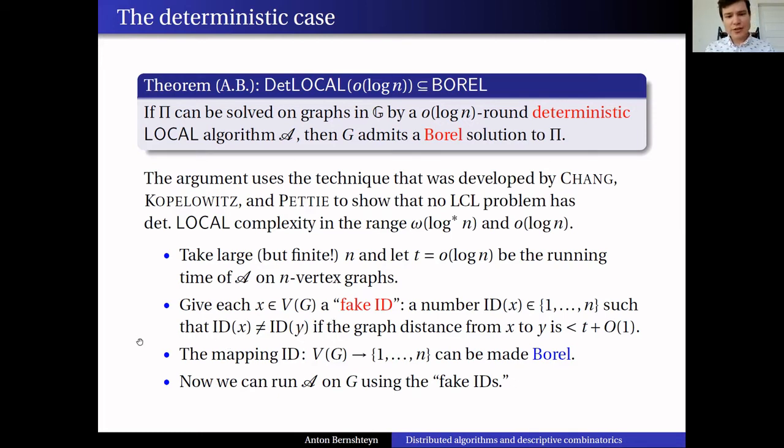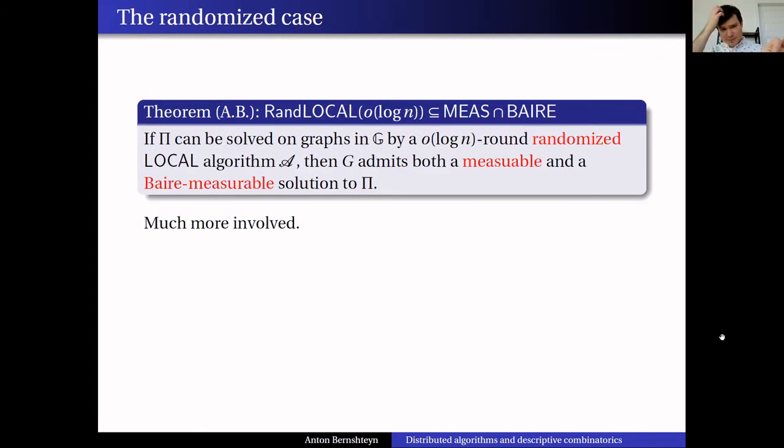And one can show that this can be achieved in the Borel way. So this now is a specific combinatorial problem. If we can show this in the Borel way, which we can, then we get a Borel assignment of IDs like this. And now we can somehow simulate the algorithm. We run it using these fake identifiers for the vertices. So this is roughly the sketch of how the proof goes for this. This is the deterministic setting.